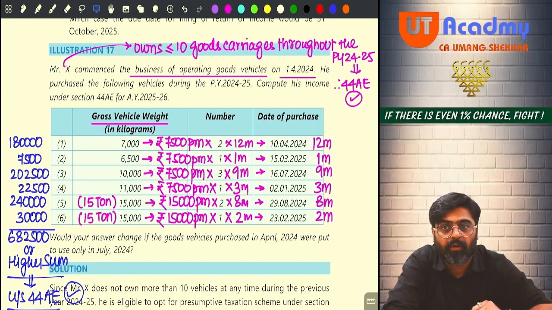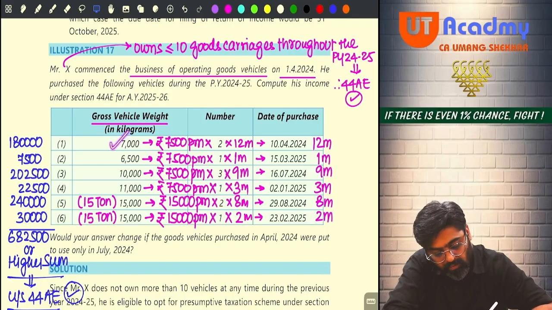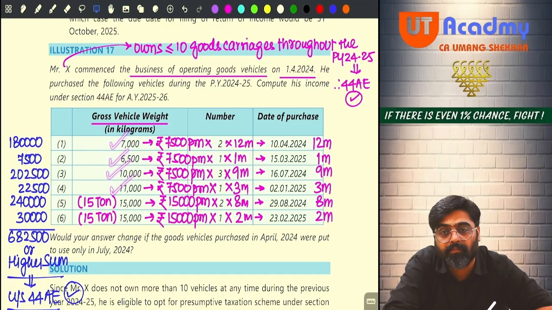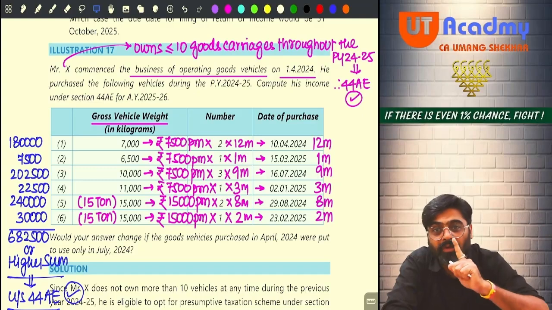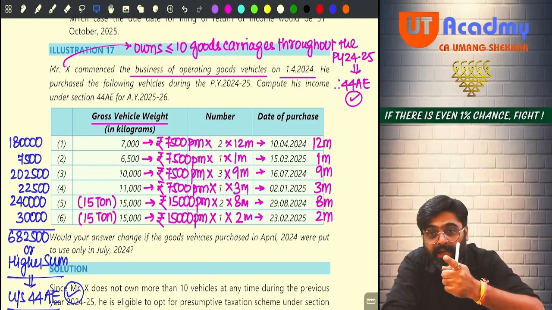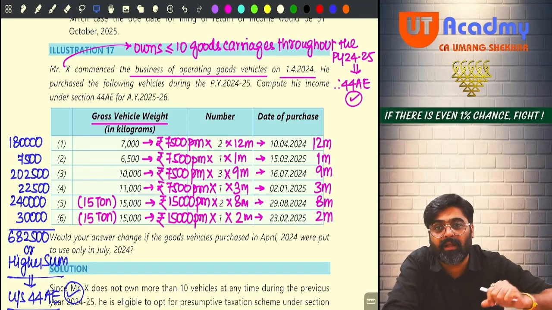So if you see the first 4 vehicles, 7,000 kilograms, 6,500 kilogram, 10,000 kilogram, 11,000 kilogram. The gross vehicle weight of the first 4 vehicles is how much? Less than 12 ton, no. Last 2 vehicles, last 2 cases, it is more than 12 tons, meaning last 2 are heavy goods vehicles. What is the gross vehicle weight? 15,000 kilogram, 15,000 kilogram. 1,000 kilogram is equal to 1 ton. Meaning last 2 vehicles are 15 ton vehicles.